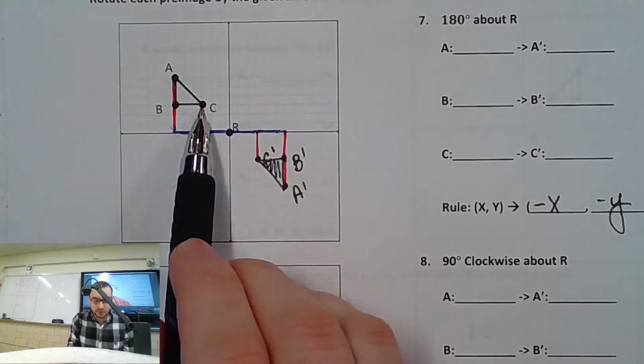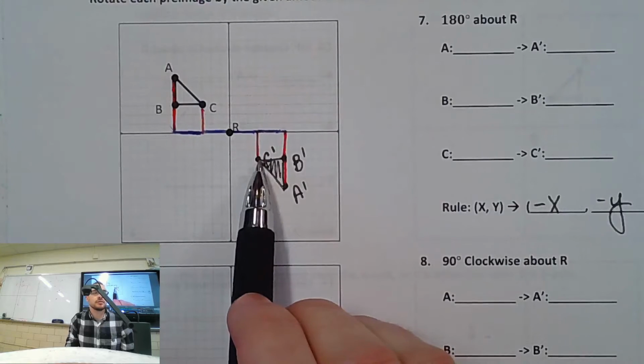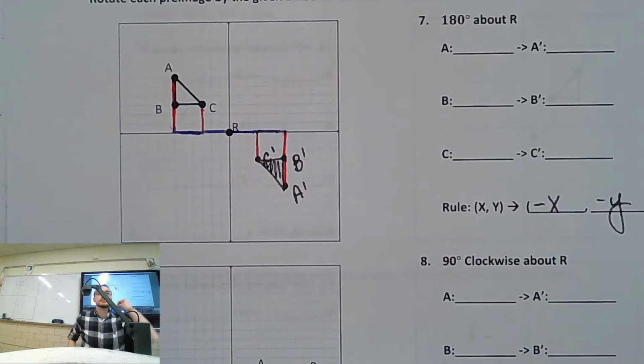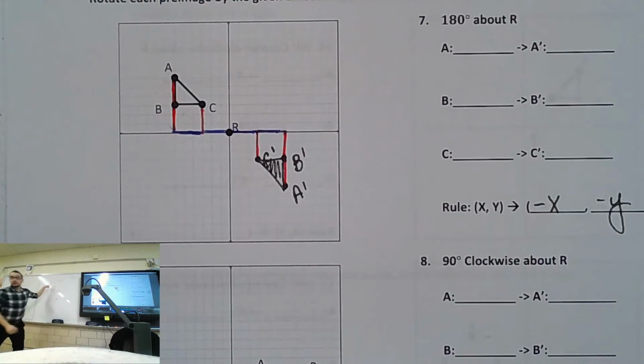Negative 3, positive 3 became positive 3, negative 3, right? The signs changed. What makes them both negative? So 2 ways to figure it out. One, we can think logically. No matter where I start, if I start here and I go 180, I end up here. Both signs change, right? So negate this one, we get positive. Negate this one, we get negative.